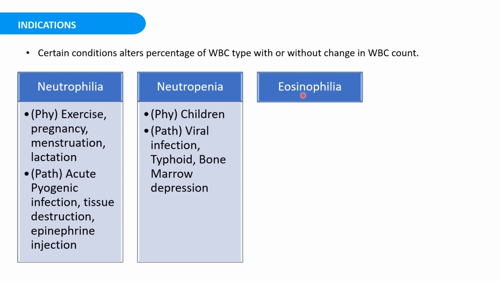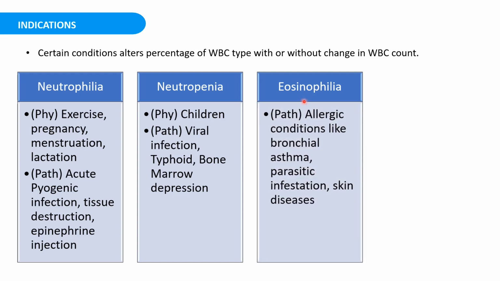Eosinophils represent allergic conditions. So eosinophilia naturally will be found in allergic conditions. Any allergic condition, whether it is bronchial asthma, worm infestations like parasitic infestation, or skin diseases, they are usually because of allergic conditions. In these conditions, eosinophilia will be present in the patient. So if you suspect the patient has fever because of allergy, then do the DLC. If there is eosinophilia, that means the person is having some allergic reaction.